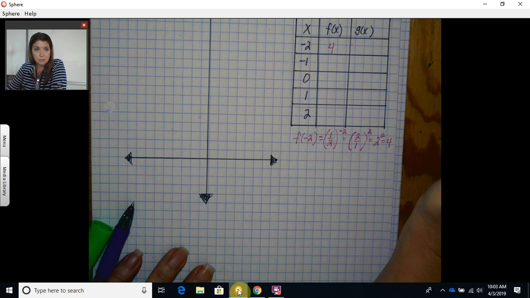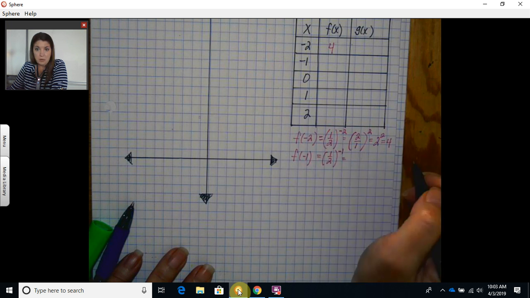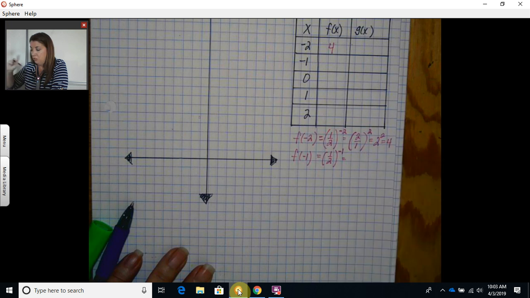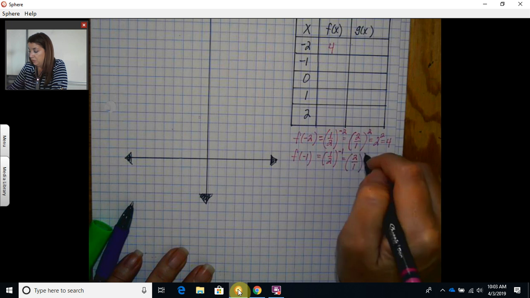So let's do f of negative 1. That would be 1/2 raised to the negative 1. So to get rid of that negative exponent, I know 1 is raised to the negative 1 and 2 is raised to the negative 1. So if I just write the reciprocal in this case, that would change the exponent to positive 1.